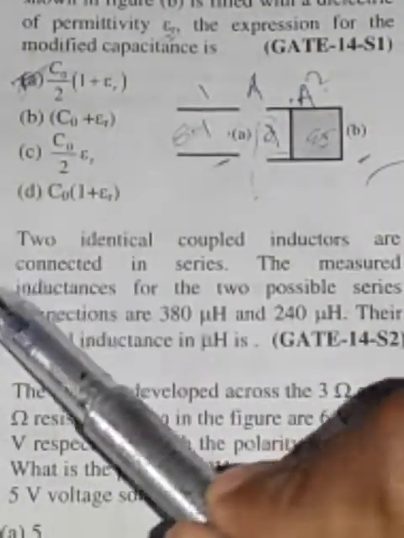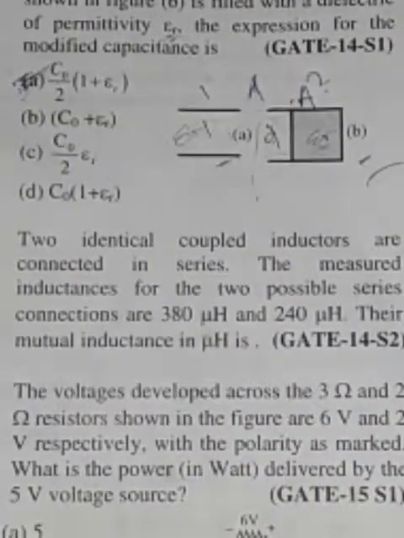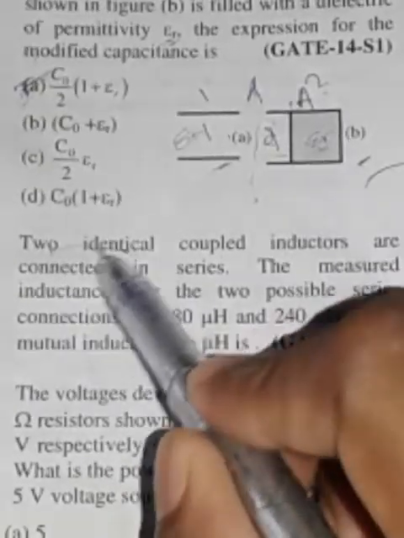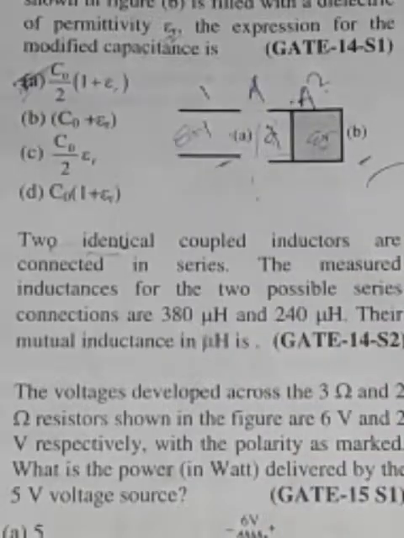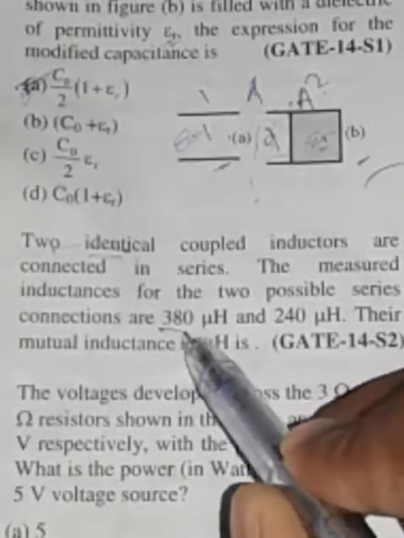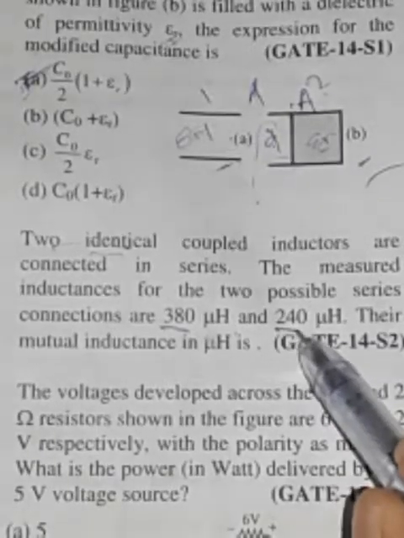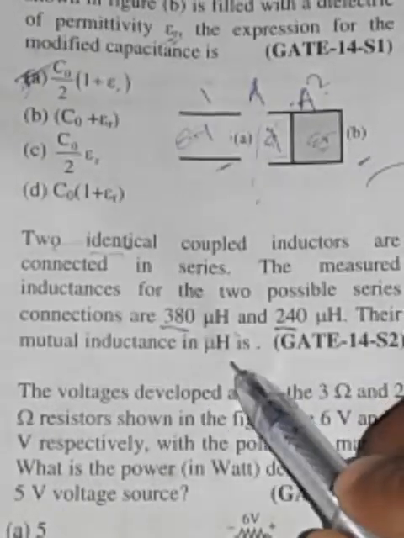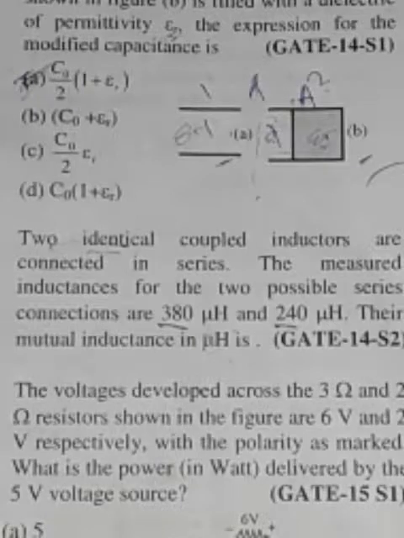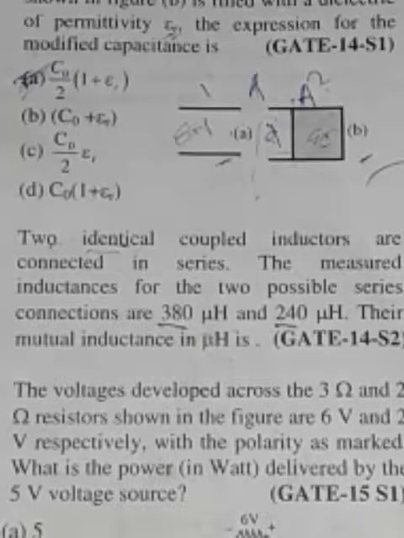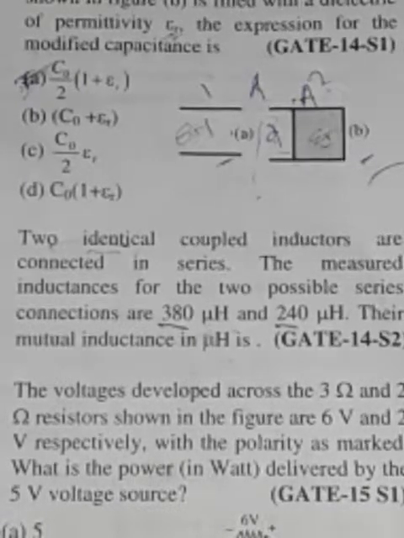So in question number 23, they have given that two identical, that is two equal, inductors are connected in series. In one series connection we are getting 380 microhenry and in the other possible connection we are getting 240 microhenry. They are asking to find out the mutual inductance in the inductor.